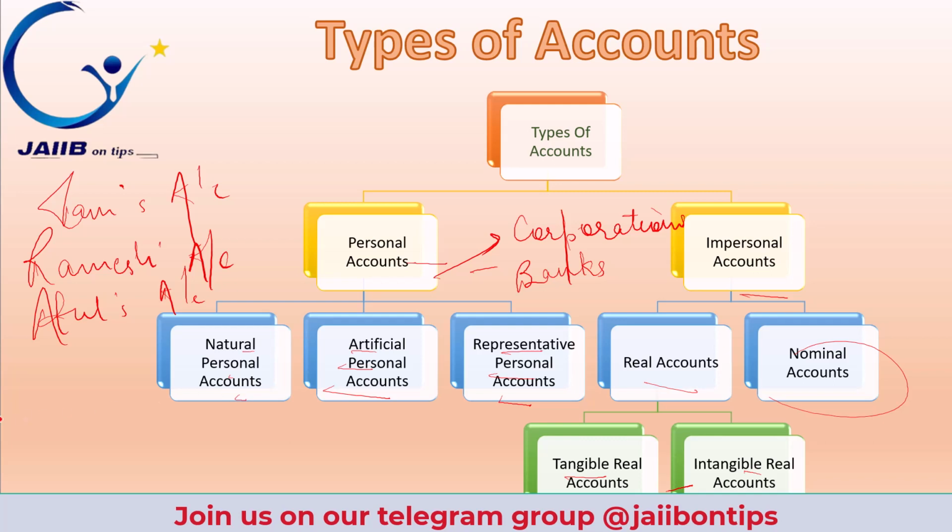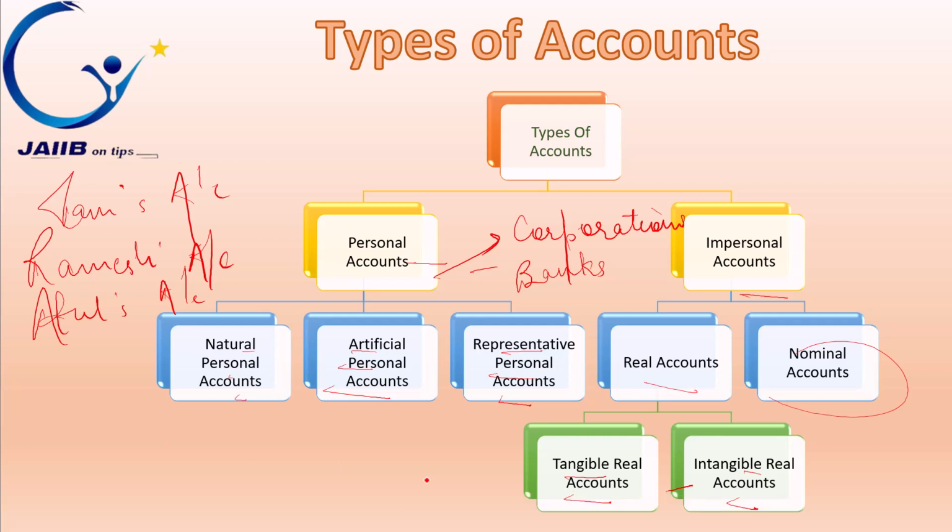Second one is impersonal accounts. These accounts classify transactions and financial elements based on their nature, transcending individual entities. So the first one is real accounts, which is divided into tangible real accounts and intangible real accounts. So what are the tangible real accounts? As the name suggests, all the tangible assets, properties and financial instruments encompass tangible real accounts.